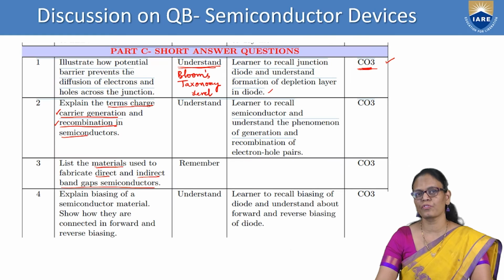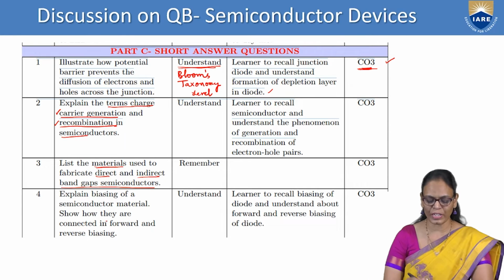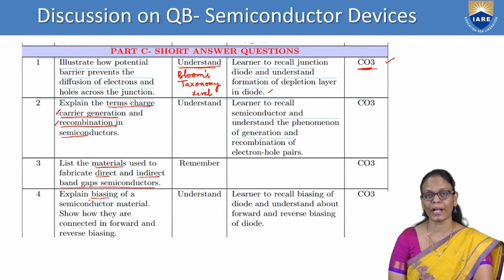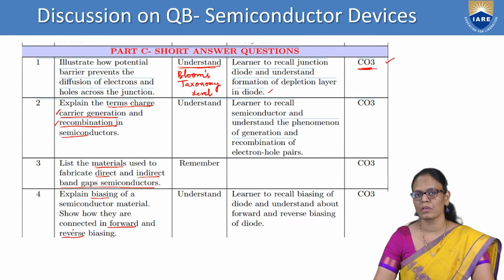Now coming to the fourth question: explain the biasing of a semiconductor material and show how they are connected in forward and reverse bias. So we need to explain what is biasing, why do we need to bias a junction diode, and what the types are, the forward and the reverse biasing.